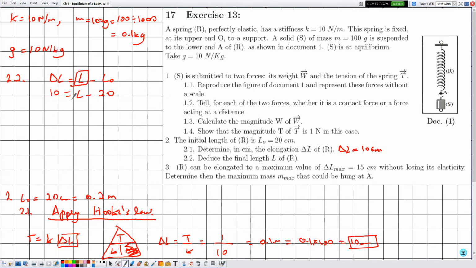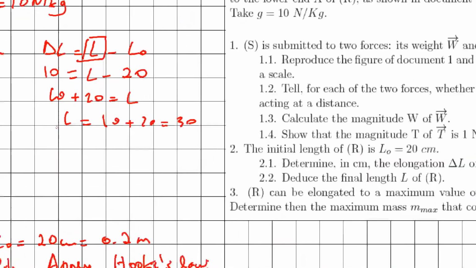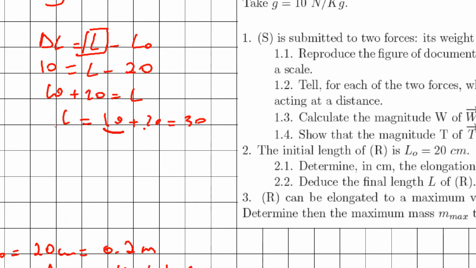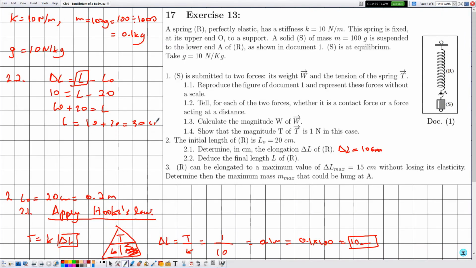So how do we solve it? We put L on one side and all the others on the other side. Dragging 20 from the right-hand side to the left-hand side, it will be plus; here it is minus. Then L is equal to 10 plus 20, which is 30. This is expressed in centimeters, but we know that the SI unit of length is meters. So L, which is equal to 30 centimeters, dividing by 100, is 0.3 meters.